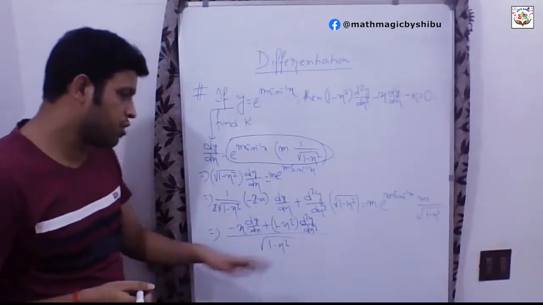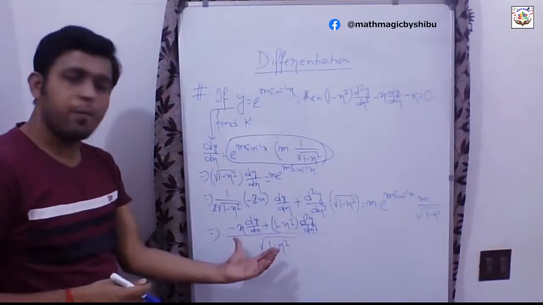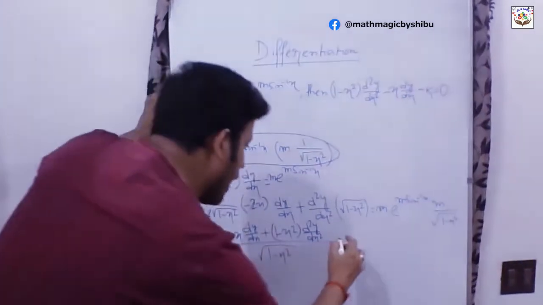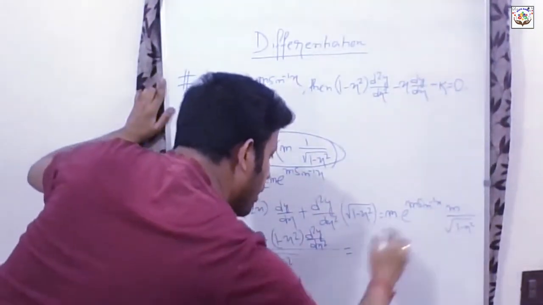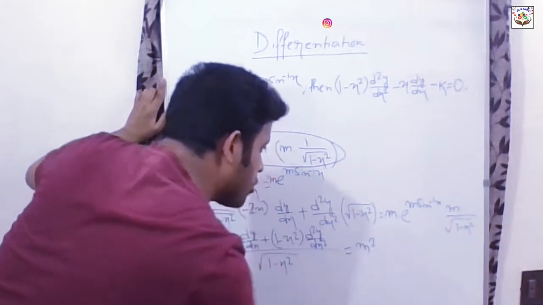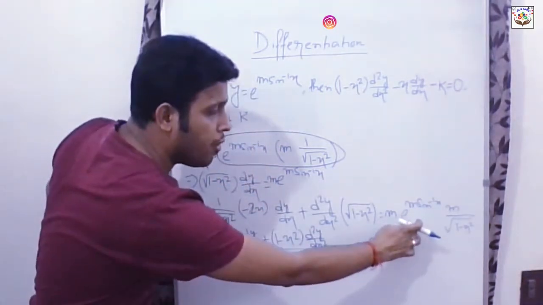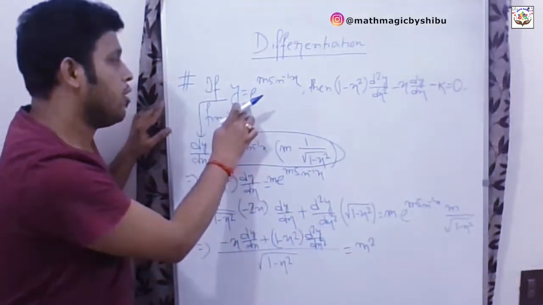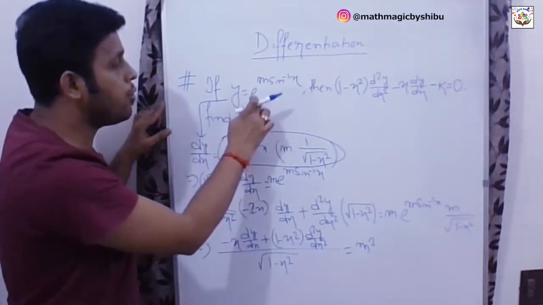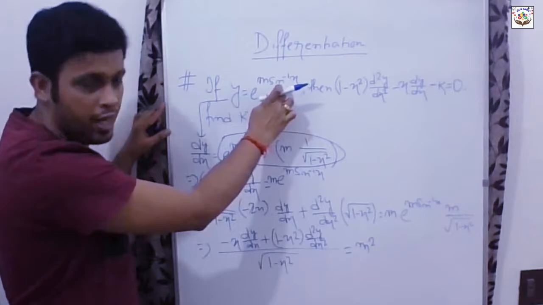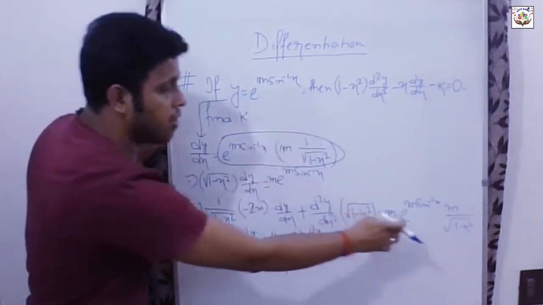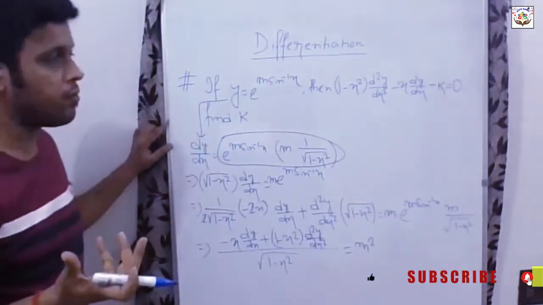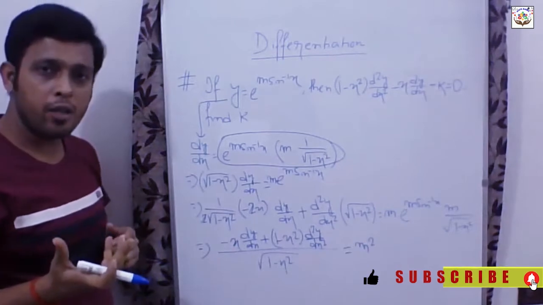Now, if you watch closely, we have covered the left hand side. Okay. Now, in the right hand side, we have m into m. So, we are writing it as m square. And we have e to the power m sin inverse x. Just look at the value of y. We have y equals e to the power m sin inverse x. Right. So, can we replace this one as y? Did you get my point?